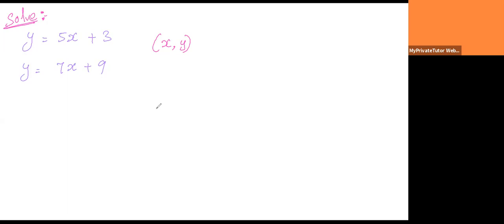Now, can anyone tell me what is the slope of the first equation? Slope is represented as m. So please tell me the slope of the first line. I'm writing m1 for the first line and m2 for the slope of the second line. Please tell me the slope of the first line and the second line. Anyone? Gradient, I mean.